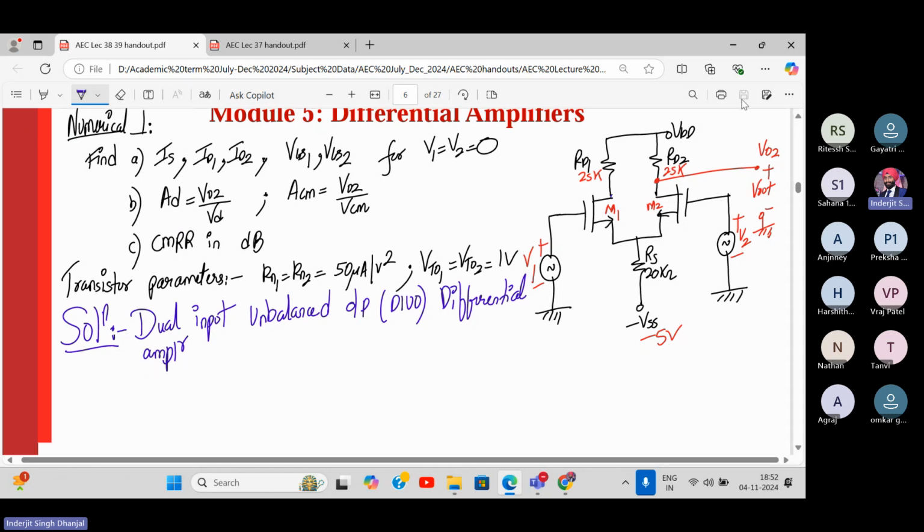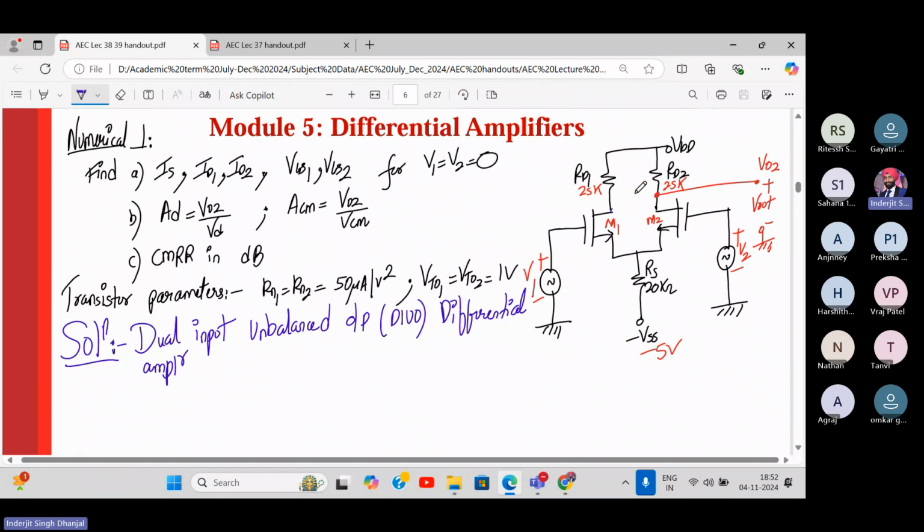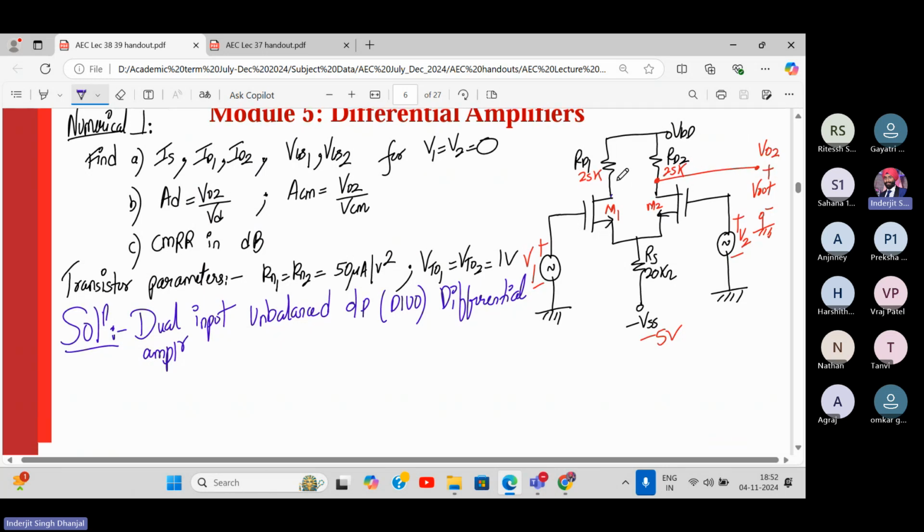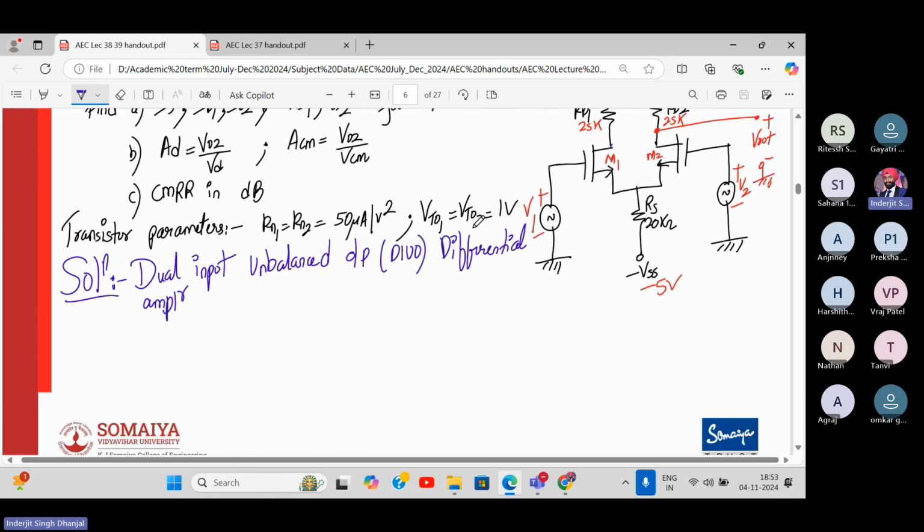Have you completed writing the numerical? Numerical wise, it's very easy. First, identify the configuration. If two outputs were connected, it would have been DIBO. If a single input was connected, it would have been SIUO or SIBO, depending upon where the output is connected. If output is measured with respect to ground, it's a UO, unbalanced output. If measured with respect to each other, then it's a BO, balanced output. So let us start with the solution.